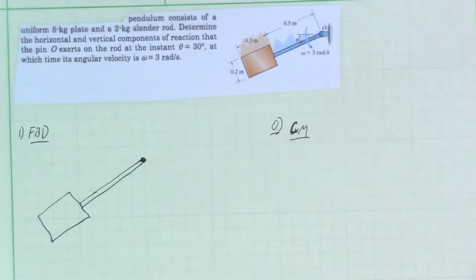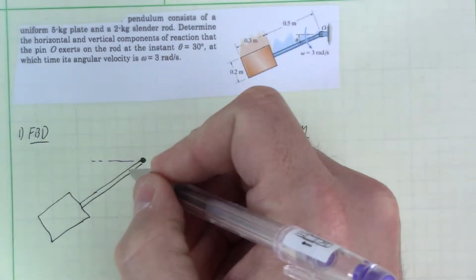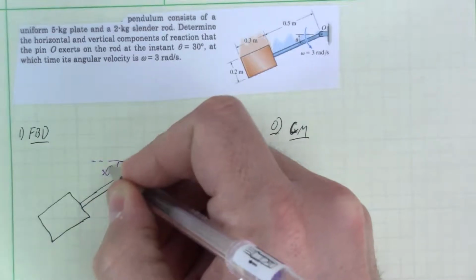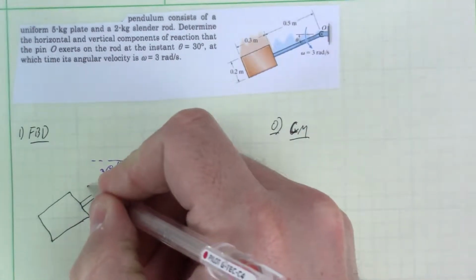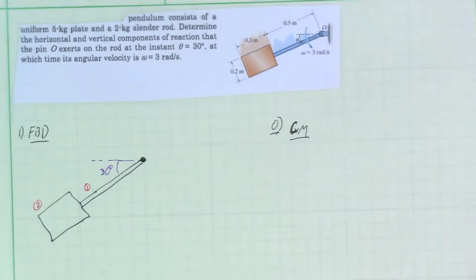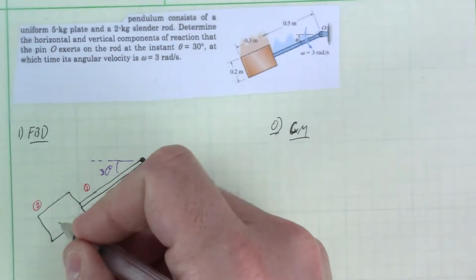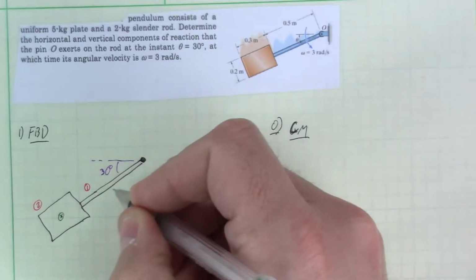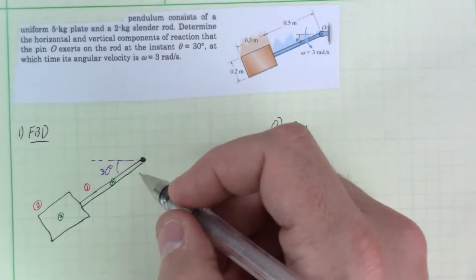Now let's see here. This is 30 degrees. Okay, what else can we say? Let's label the parts as, the slender rod will be number 1 and the rectangular plate will be number 2. And then the next step is where we determine each one's center of mass. Well, that's right in the center there, and this is going to be right in the center of the slender rod there.